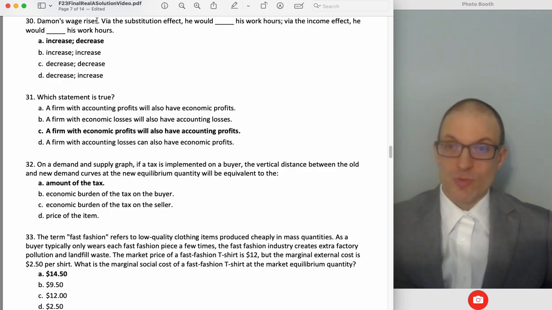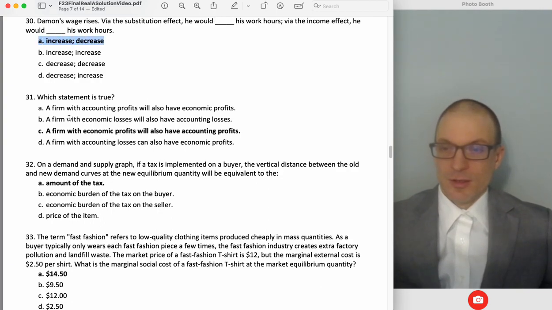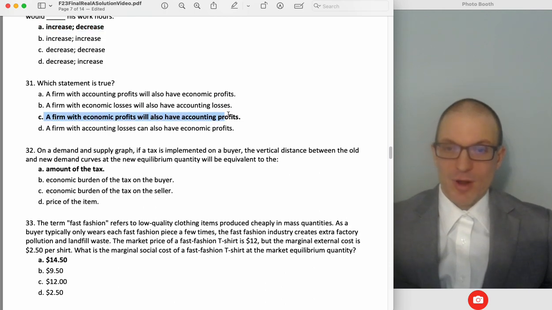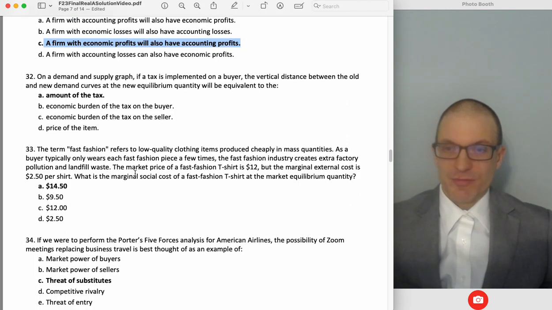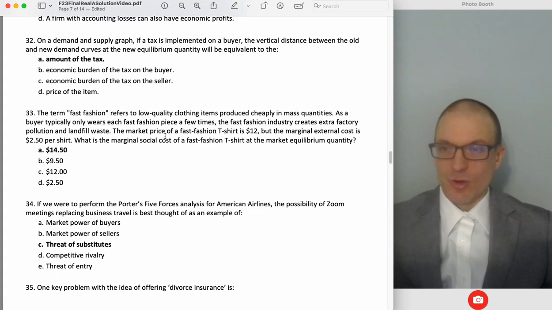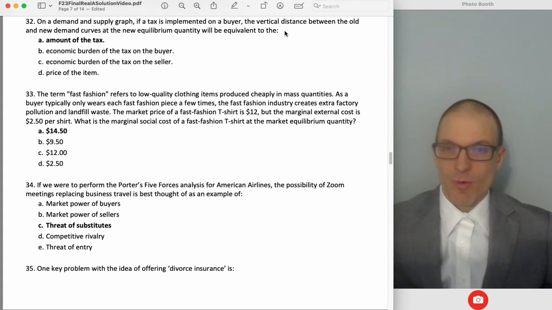Damon's wage rises: via the substitution effect, work more; via the income effect, work less. Which statement is true? A firm with economic profits will also have accounting profits. On a demand and supply graph, if a tax is implemented on a buyer, the vertical distance between the old and new demand curves at the new equilibrium quantity will be equivalent to the size of the tax, right? We said the distance between the original demand curve and the new tax-inclusive demand curve is everywhere going to be the size of the tax. If the tax is implemented on a seller, the vertical distance between the old supply curve and new supply curve would also be the amount of the tax.